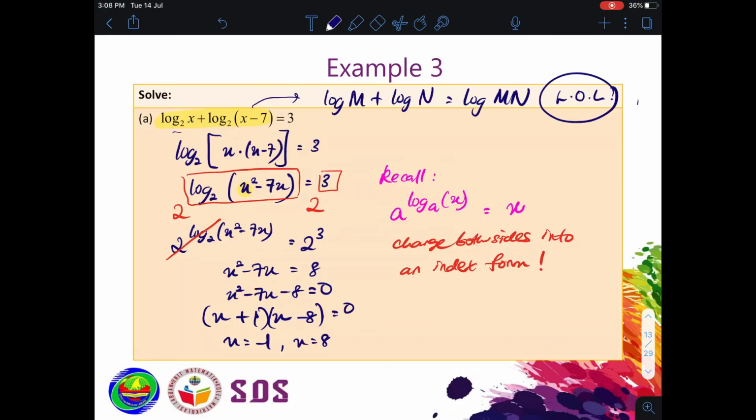The thing is, your answer is not both of them. Your x equals -1 is rejected because log base 2 of a negative value is undefined. It's a math error in your calculator, therefore it is rejected. Therefore, your only answer is x equals 8.